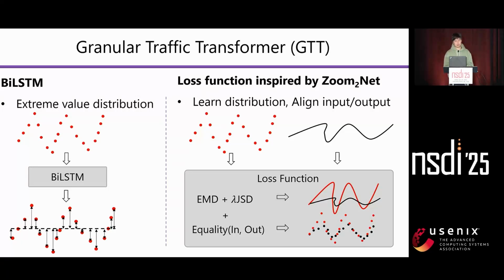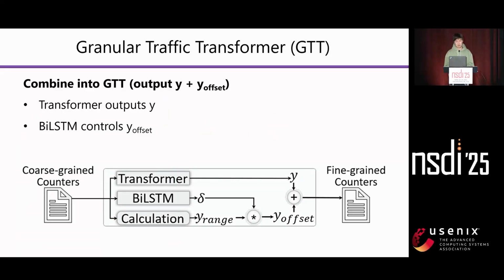Specifically, in our case, the loss encourages two things. First, matching the real distribution using EMD and JSD. And second, ensuring that when reaggregated, the generated trace matches the original counter input. So together, these components form the GTT. The transformer predicts the base output Y based on temporal patterns, and the bi-LSTM estimates an offset capturing extreme values. So the final output is Y plus Y offset, combining trend and extreme events.